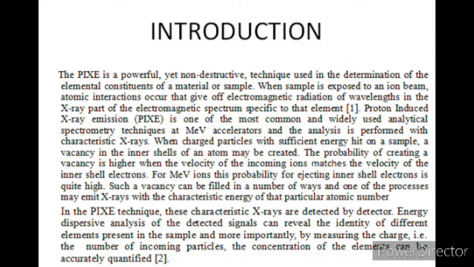When a charged particle with sufficient energy hits a sample, a vacancy in the inner shell of an atom may be created. The probability of creating a vacancy is higher when the velocity of the incoming ion matches the velocity of the inner shell electrons. For MeV ions, this probability for ejecting inner shell electrons is quite high. Such a vacancy can be filled in a number of ways, and one of the processes may emit an X-ray with the characteristic energy of that particular atomic number.